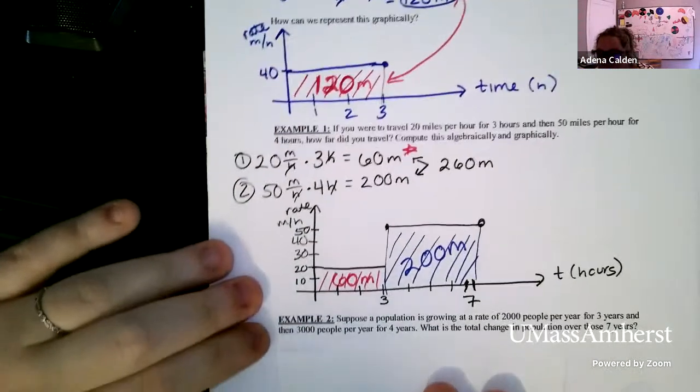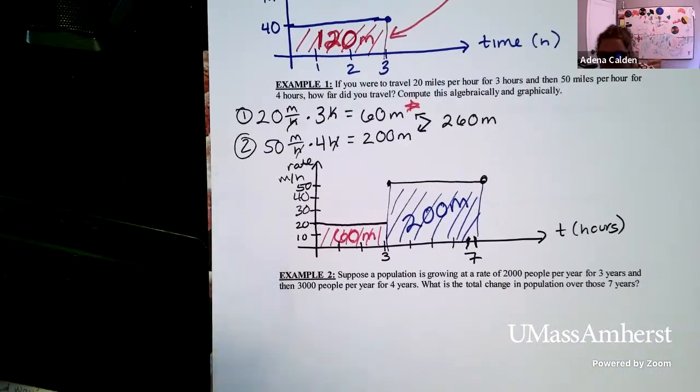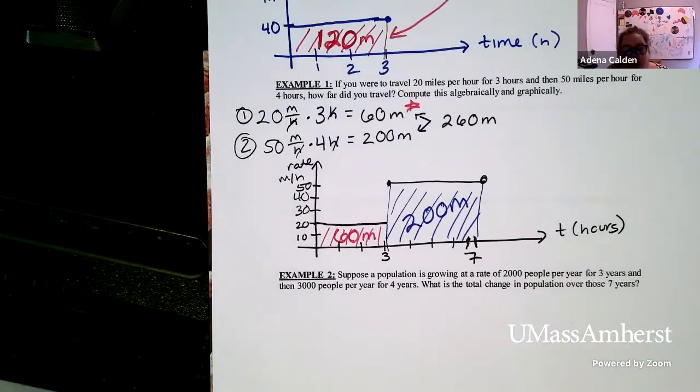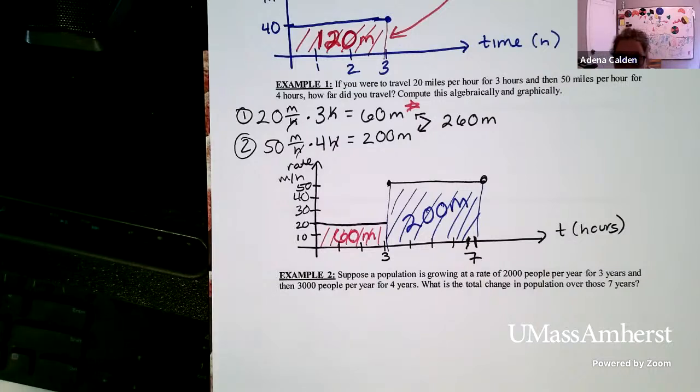So let's look at an example that's not about distance, and I think we should easily be able to apply this process here. So suppose a population is growing at a rate of 2,000 people per year for 3 years, and then 3,000 people per year for 4 years. I want to know what is the total change in population over those 7 years.